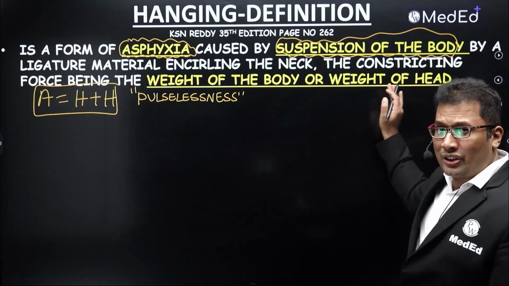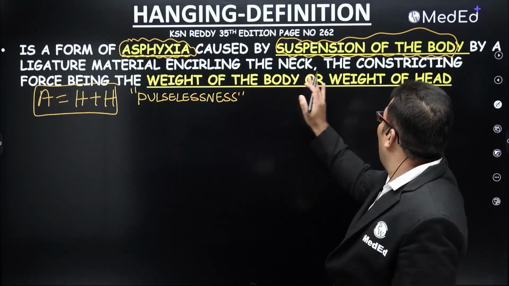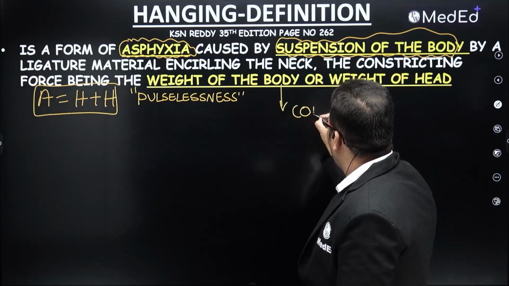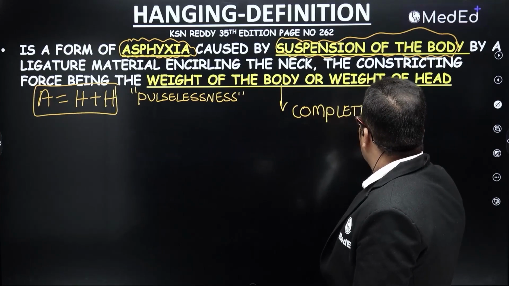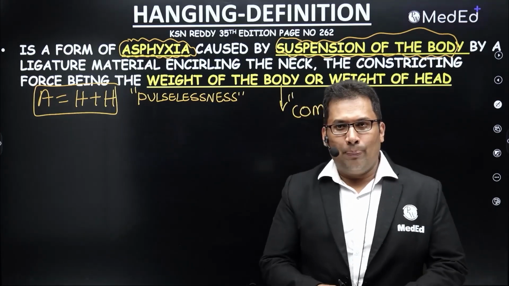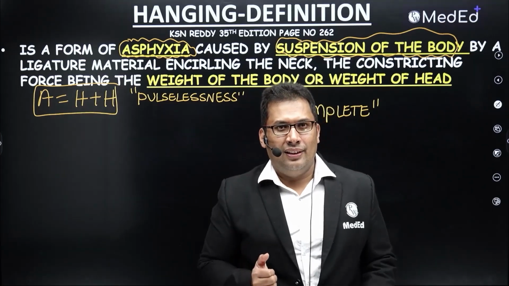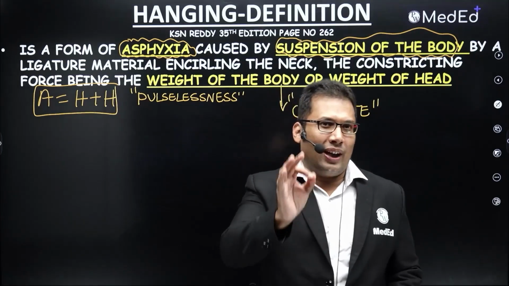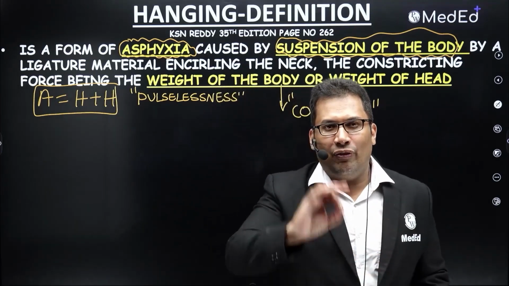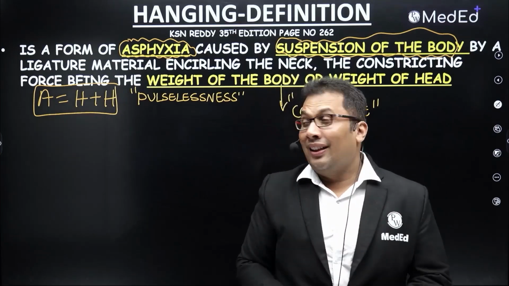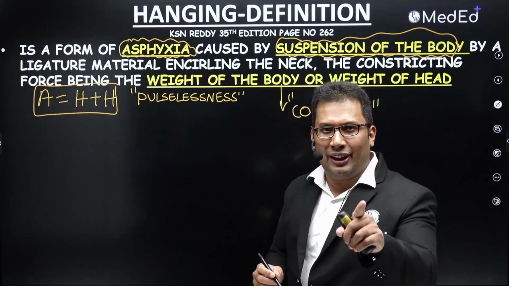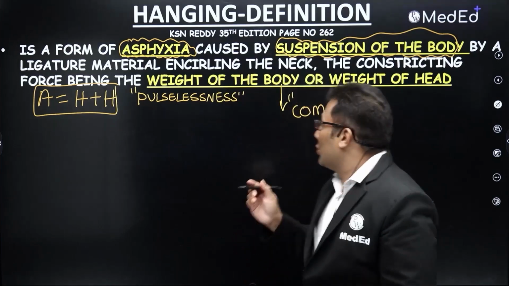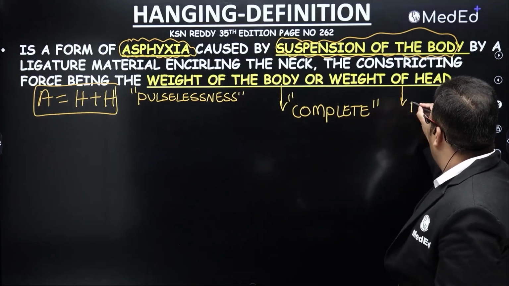Next, the constricting force is the weight of the body or the weight of the head. Here is an MCQ. Weight of the body in case of complete hanging. Complete hanging means the entire body is suspended, when no body part is touching the ground. In complete hanging, the weight of the body acts as a constricting force. In partial hanging, a part of the body touches the ground, and the weight of the head acts as the constricting force. So, weight of the head in case of partial hanging.